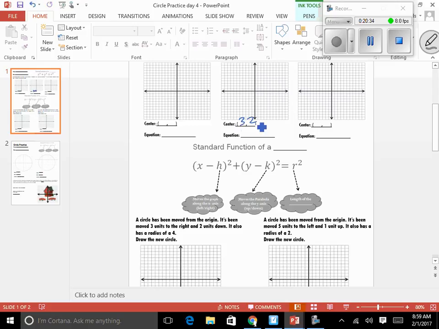Here's the beauty of this thing. The equation says this. Whatever the first number is, put it in the parentheses with the x. Whatever the second number is, put it in the parentheses with the y. What did I say the radius was on this one? Did I do one? R had to be something.